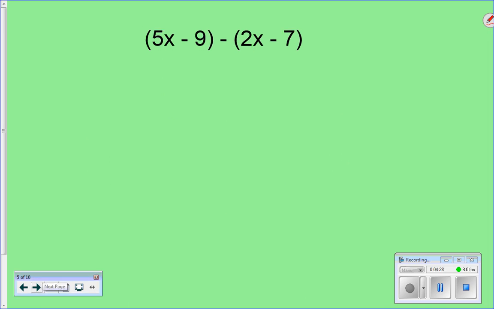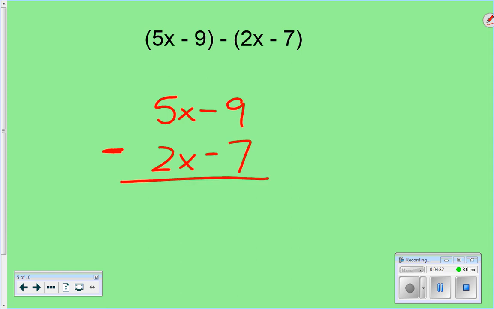All right, let's try this one. This is 5x minus 9 minus 2x minus 7. First write it out, put your line. Then it's up to you if you'd rather rewrite the individual problems on the side, or if you want to change the sign in the problem and then change every other sign. I'll do it both ways so you can see both ways again.